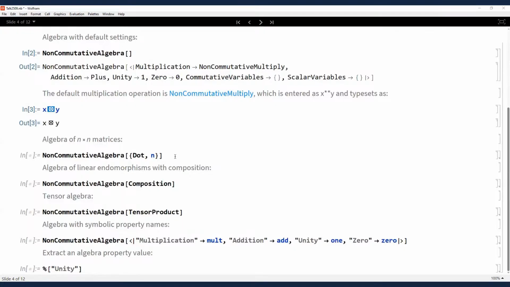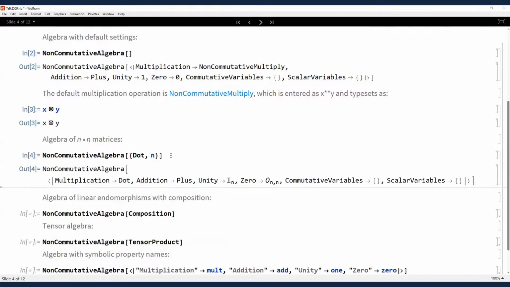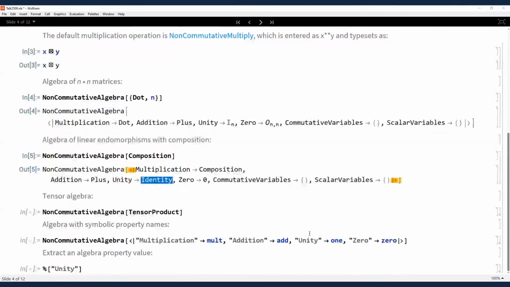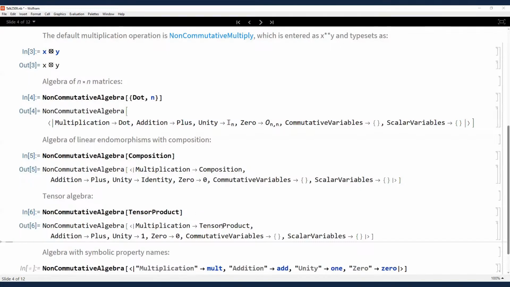And here are some other special algebras that we have defined. So this is the non-commutative algebra of n by n matrices. The multiplication is represented by dot, unity is represented by the identity matrix, and 0 is represented by the 0 matrix. Here is the non-commutative algebra of linear endomorphisms with composition. So multiplication is given by composition, and unity is given by identity. Tensor algebra. Now multiplication is tensor product.